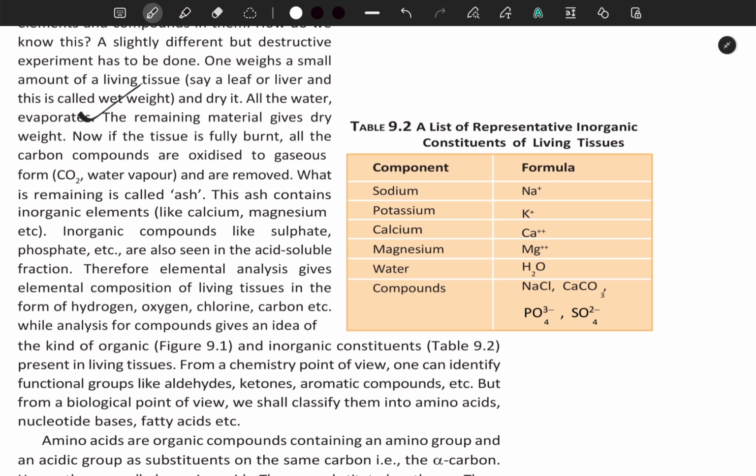Therefore, elemental analysis gives the elemental composition of living tissues in the form of hydrogen, oxygen, chlorine, carbon, etc. While analysis for compounds gives us an idea of the kind of organic and inorganic constituents present in the living tissues. From a chemistry point of view, one can identify functional groups like aldehydes, ketones, aromatic compounds, etc. But from a biological point of view, we shall classify them into amino acids, nucleotide bases, fatty acids, etc.